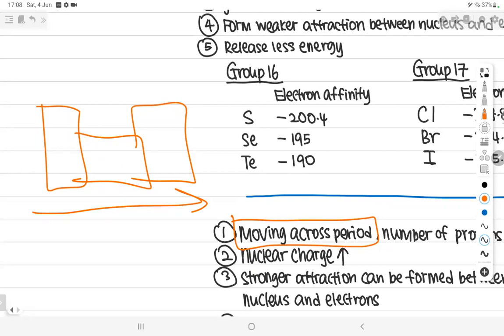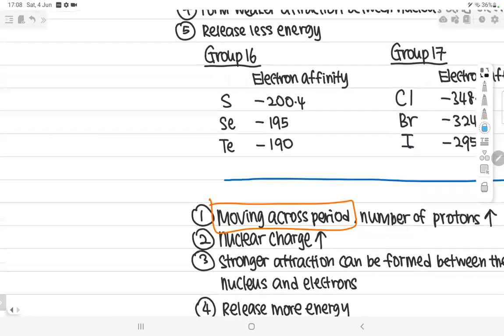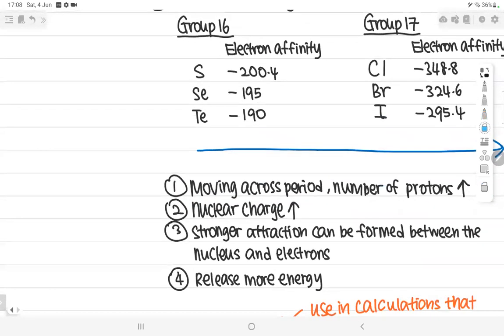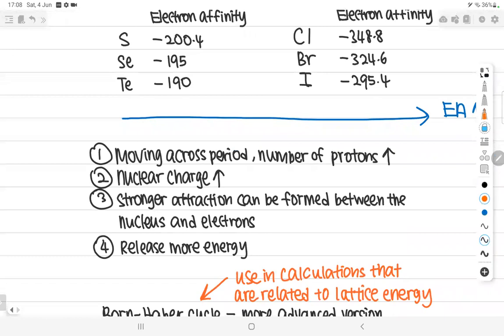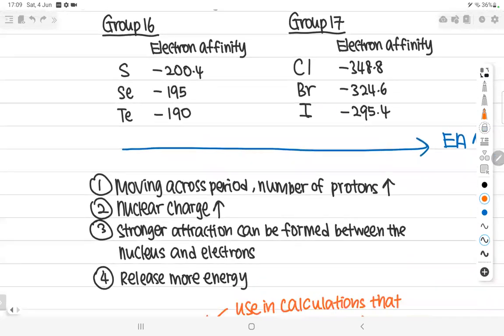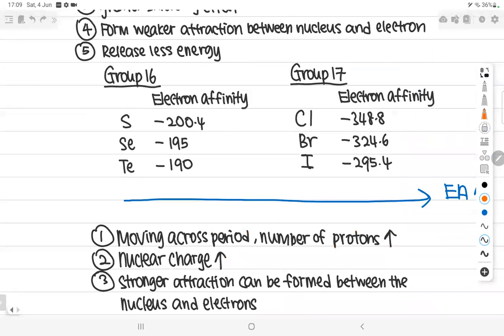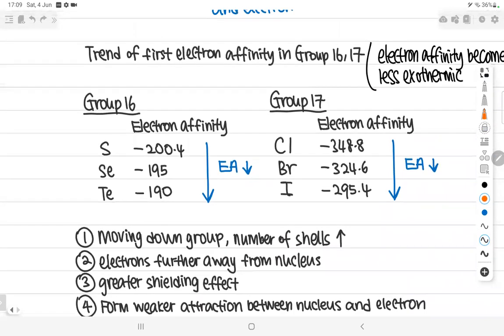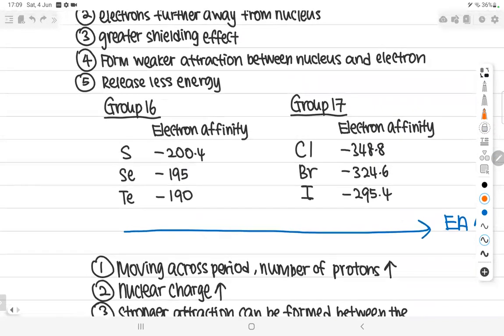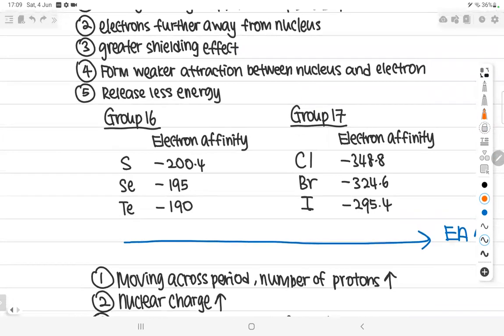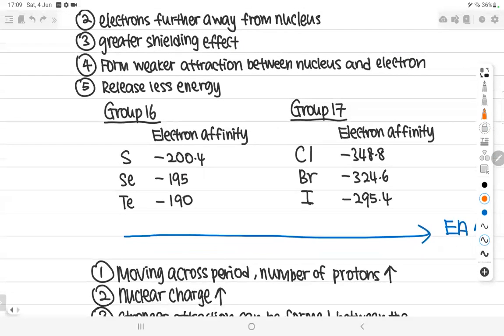So now we want to see what happened here. Just now we already saw what happened when we go from top to bottom. Now we want to see what happens when we go from left to right. So moving across the period, what will happen? You are able to see the electron affinity value will change and become more and more negative.